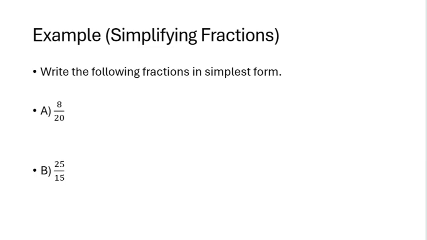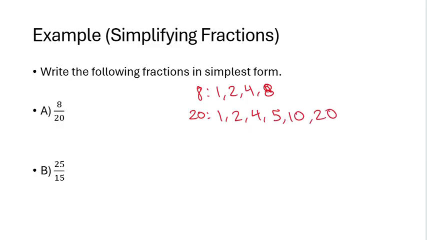Now let's go over here, 8 and 20. I'll do the same thing as before. I'll write out 8, I'll write out 20, and write out their factors. For 8, it's quite easy. For 20, it's just a little bit more, but it's not too bad. Then you're just going to highlight the highest number they share in common, which is 4. So divide by 4. Divide by 4. This equals 2/5.